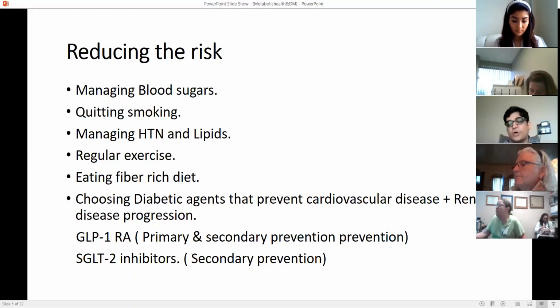But the patient that we talked about, who has not developed any problems yet, a GLP-1, Ozempic or Victoza, will be a better agent because it will help lose weight as well. So next slide.